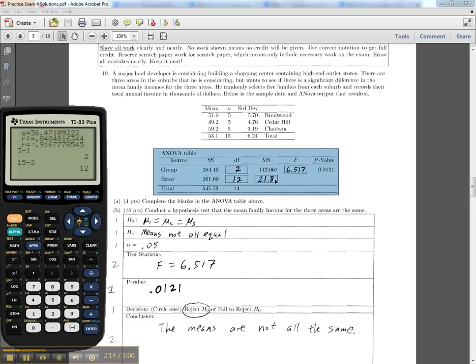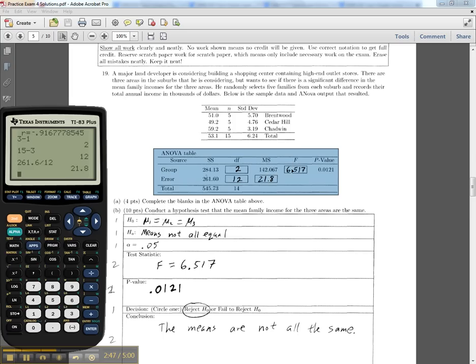We calculate the MS error, which is called the mean square error. This is calculated by dividing the SS by the degree of freedom for error. So 261.6 divided by 12 will yield 21.8. And you calculate the MSG, the mean square for group, by dividing 284.13 by 2, which should get you 142.067. Okay, so that's how they got 21.8.